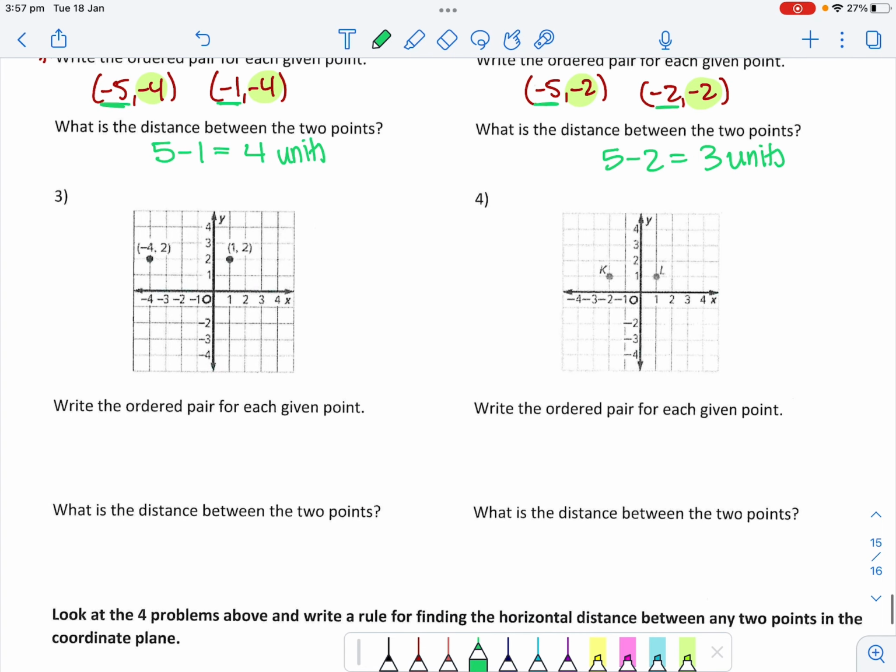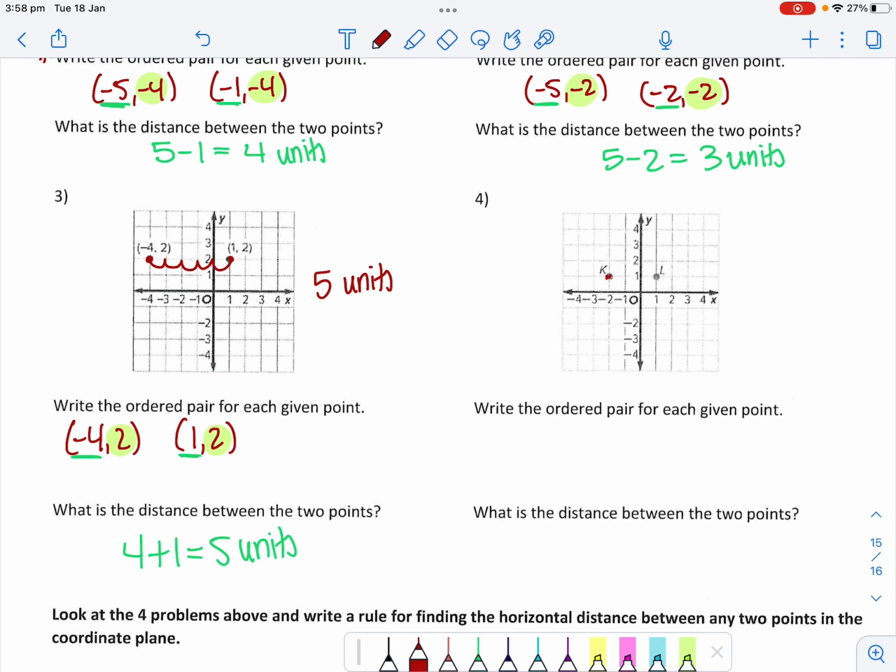In number 3, I'm on opposite sides of the y-axis, so I'm here and here. Again, this graph counts by ones, so 1, 2, 3, 4, 5 units. So if I've got -4, 2 and 1, 2, I can see that the y coordinates are still the same. So I'm going to use the x's, but this time I'm going to notice that the x's have opposite signs, so I'm going to add them together. 4 plus 1 is 5 units.